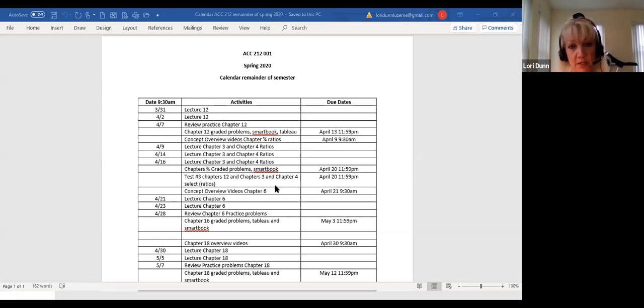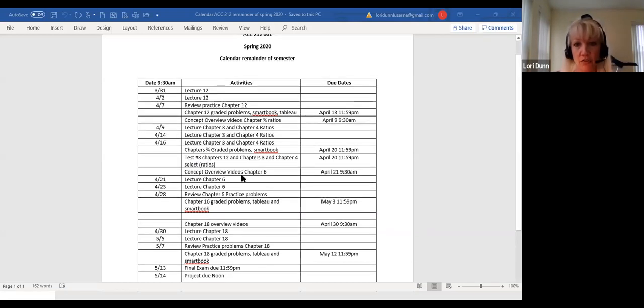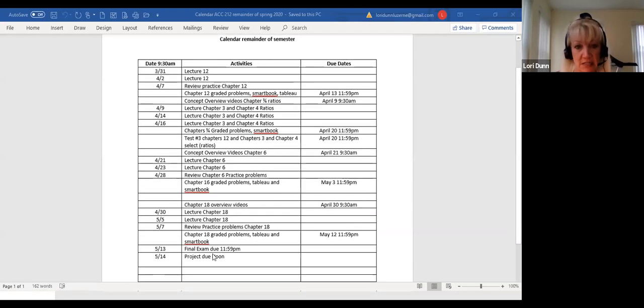So our next test will be on 2 chapters, chapter 12, and then this hodgepodge of chapters that we're working on in our next area. Then we're going to do chapter 6 and chapter 18, and that's where we're going to end the semester. I always have high hopes of getting through chapter 19, but for whatever reason, I just can't do it in a normal classroom.